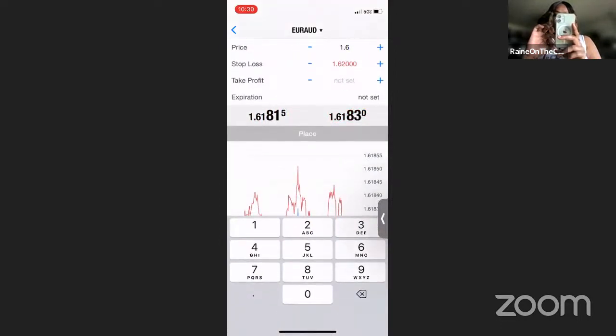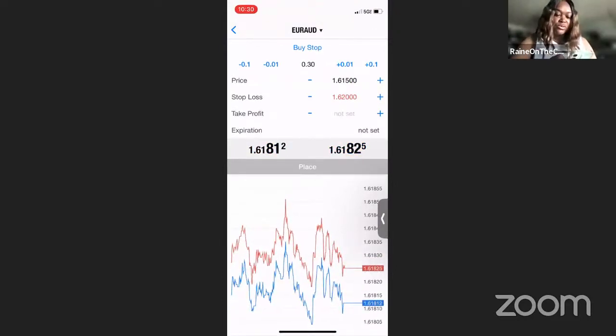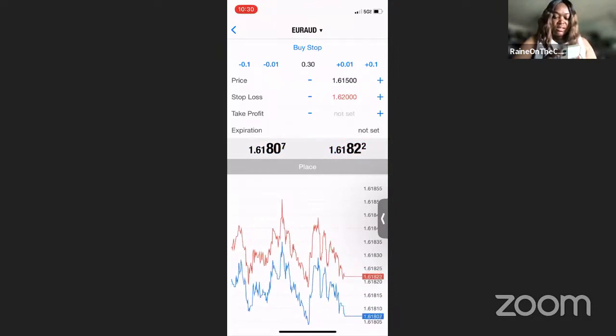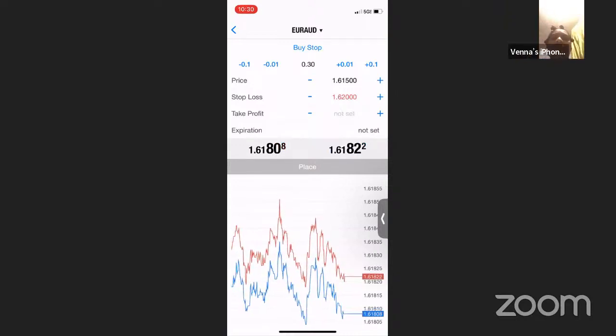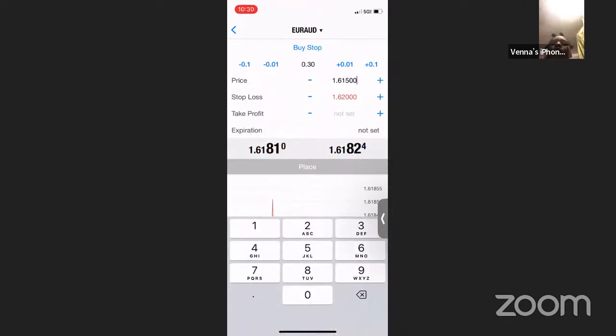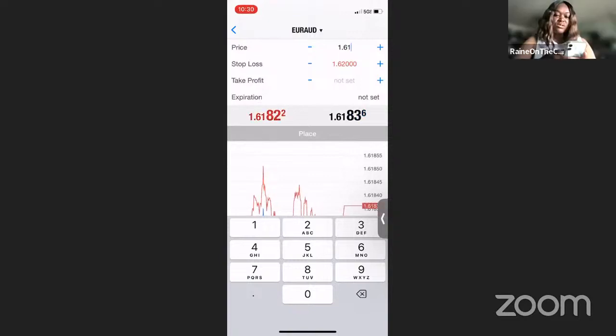Why is this not going? 61. Fine. Why am I not able to? Why is it not lighting up blue? The entry price, 61. One of two things: either the stop loss or the entry price or the take profit is too close to where price is at. That's why it's not lighting up. It's too close.